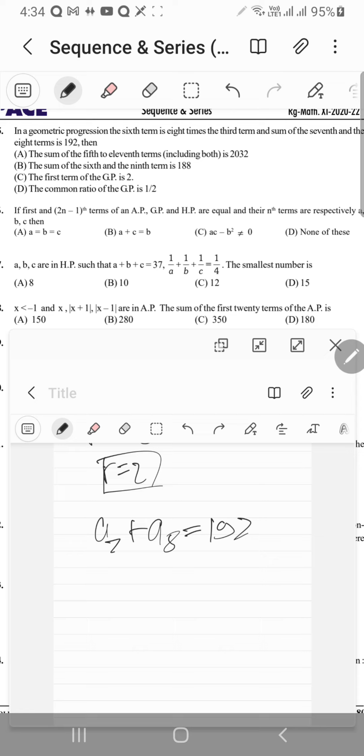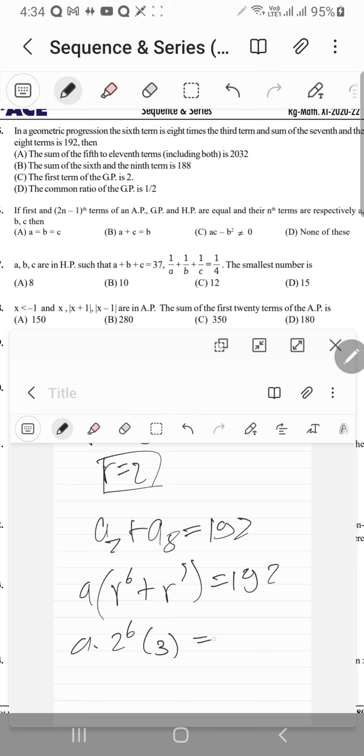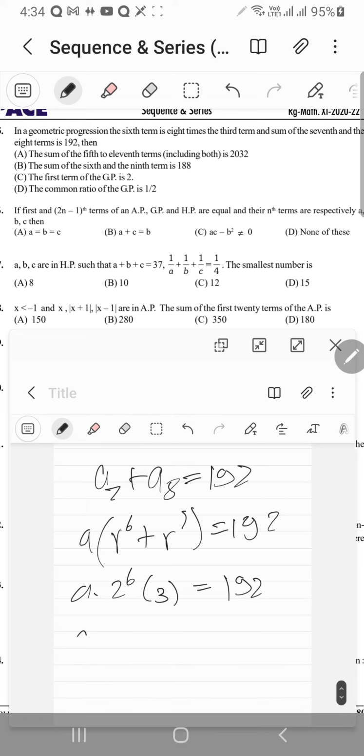Sixth and ninth, first term and common ratio. You basically want to find everything. So let's just go for the first term. a times r power 6 plus r power 7 equal to 192, right? What is r? r is just 2. So a times 2 to the power of 6 times (2 plus 1, that's 3) equals 192. So a is 192 upon 2 power 6.